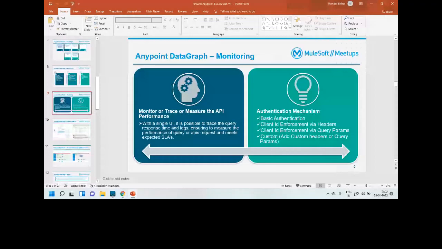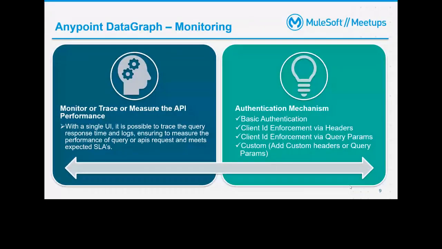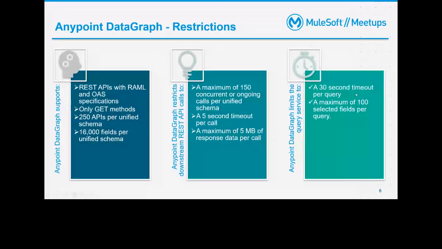I forgot to mention one point. When you say 30-second timeout, let's consider my data graph has to call 20 APIs. If it called the 20 APIs sequentially, 30 seconds would be too little. But that is not the case. It will not call the APIs sequentially. It will call them in parallel, concurrently. Even for 30 separate APIs, it will do all the requests in parallel. So 30 seconds should be enough.